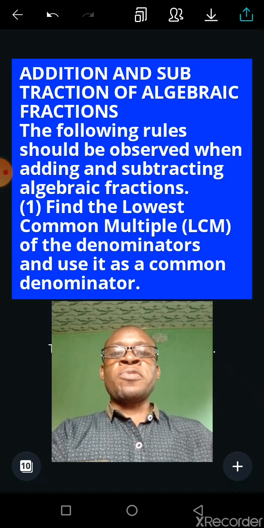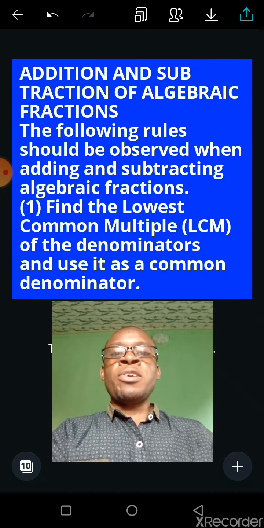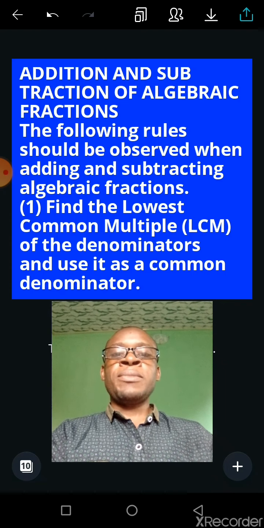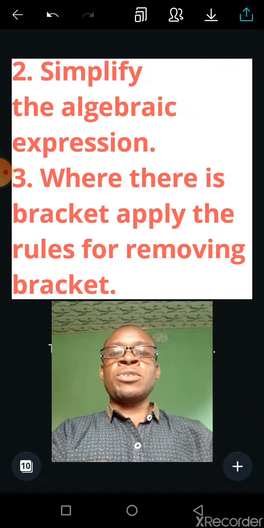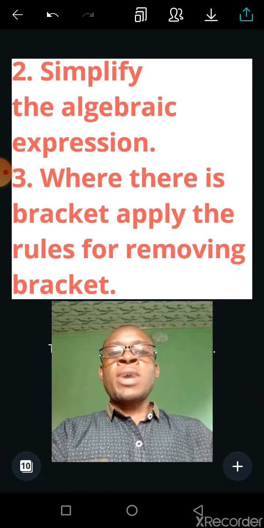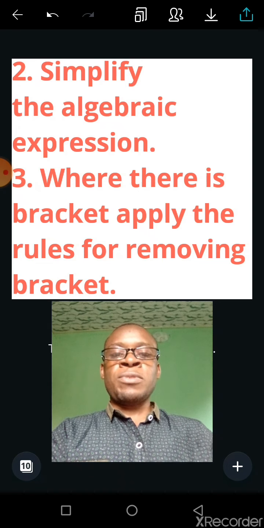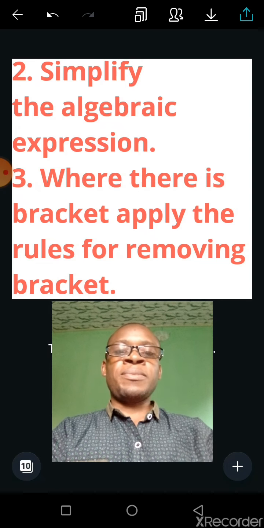Addition and subtraction of algebraic fractions. The following rules should be observed when adding and subtracting algebraic fractions. 1. Find the lowest common multiple, that is the LCM of the denominators, and use it as a common denominator. 2. Simplify the algebraic expression. 3. Where there is a bracket, apply the rules for removing brackets.